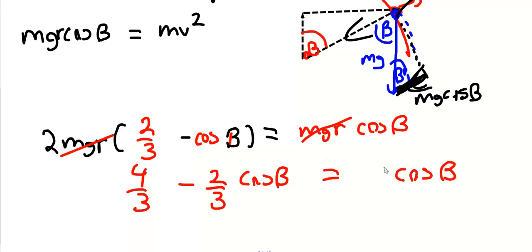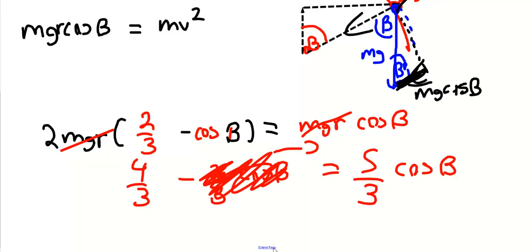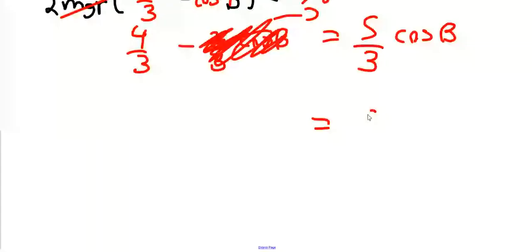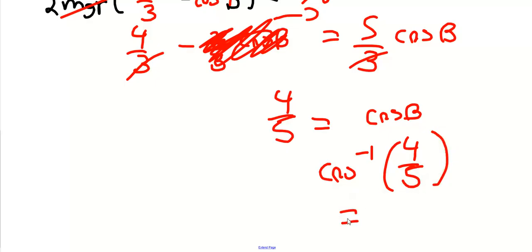What happens when I add 2 over 3 to cos B? What do we get when I bring it over to your side? 5 over 3. Now what does that mean cos B will be then? Cos B will be 4 over 5. And what happens when you cos inverse 4 over 5? Anybody?